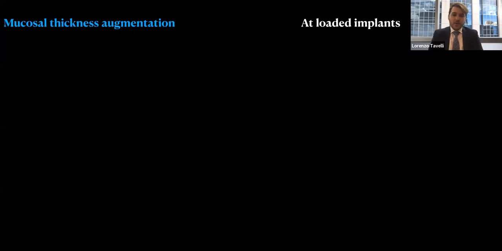But what happens when I already have implants with crowns? Basically, can I do soft tissue mucosal thickness augmentation around loaded dental implants? Of course I can, but what is the rationale of doing soft tissue augmentation at this point? These are more likely implants that you didn't place yourself. Otherwise, if you know that the soft tissue is thin, you should perform soft tissue augmentation before sending the patient to the final crown.